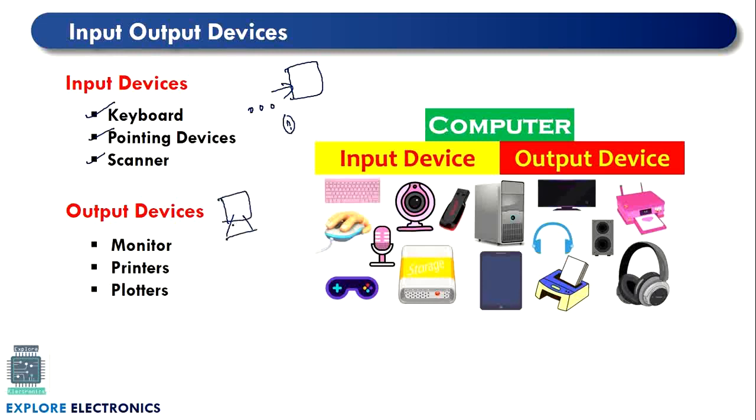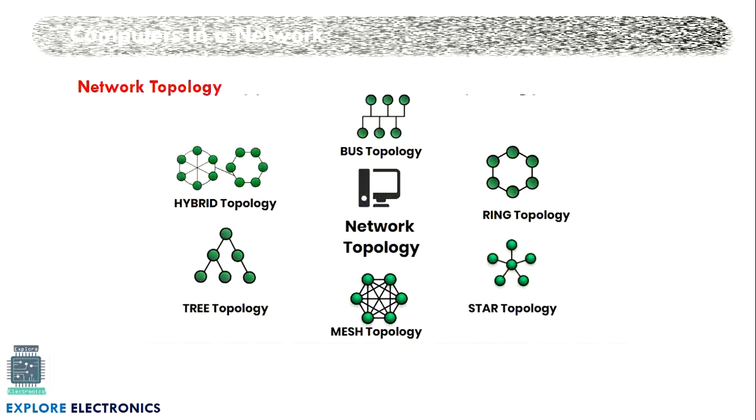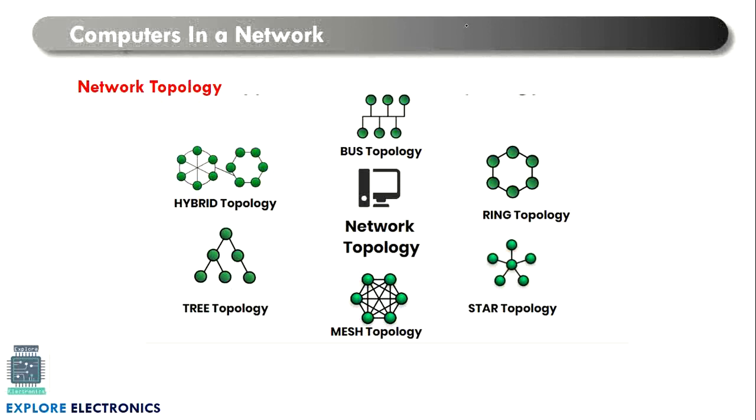A monitor will be called an output device, or there is a printer where we are going to take the printouts. This is an output device. And also plotters to plot a graph. Those are plotters, and will be called output devices. And then computers in a network.